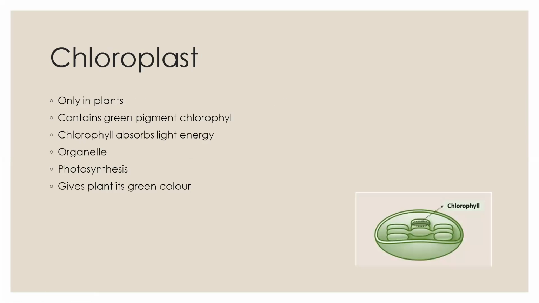After that, we have the chloroplast, which contains chlorophyll, a green pigment that absorbs light energy. It's an organelle within a plant cell and it carries out photosynthesis. Here you can see this is a chloroplast containing chlorophyll. Chlorophyll is the green pigment inside the chloroplast that gives the plant its green color.